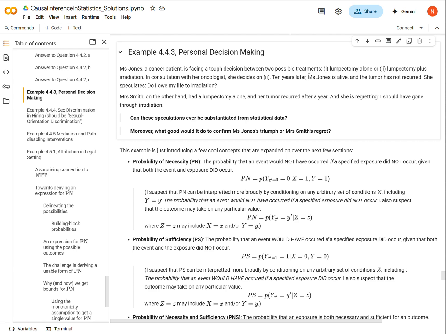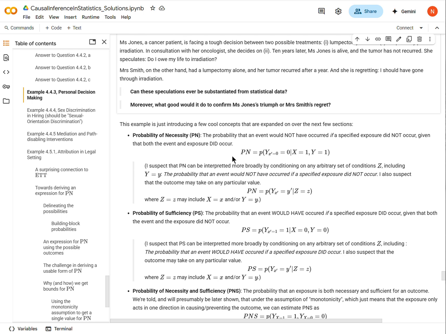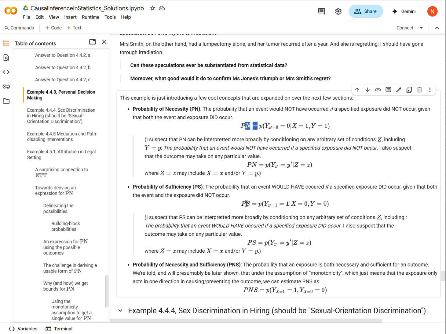So in other words, Ms. Jones could ask, in the counterfactual scenario where I only had lumpectomy, would I have had a recurrence? Okay, and conversely, Mrs. Smith, who only had the lumpectomy, could look back and say, should I have also undergone radiation? Would that have prevented this recurrence, right? And so in both cases, we're dealing with these counterfactuals. Okay, and so like I said, this example is really just used to present these ideas of the probability of necessity and the probability of sufficiency and the probability of necessity and sufficiency. So we'll just go through these right now.